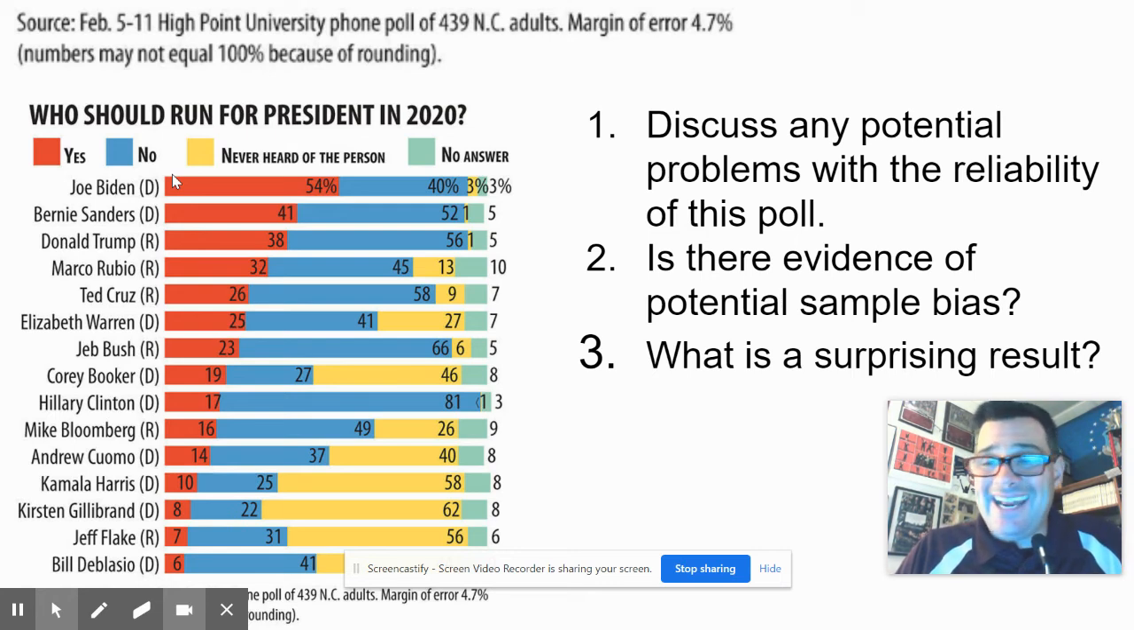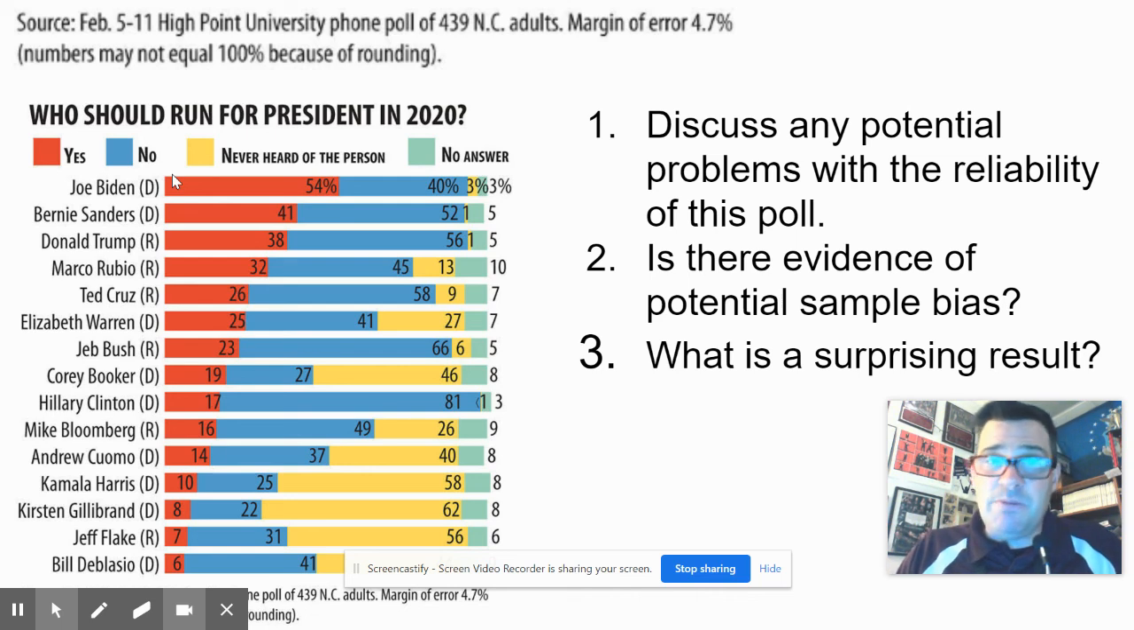The top two candidates that people say yes should run were Biden and Sanders. And overwhelmingly, Biden even had a majority. So the fact that the top two were Democrats means that there might be some Democrat bias in this poll. And the partisan breakdown in North Carolina is probably pretty even. So that's interesting. The fact that Trump had 56% of people say no tells me that the sample probably skews more toward the Democrat side. That's potential as well. But I'm not really sure because we don't have the data.